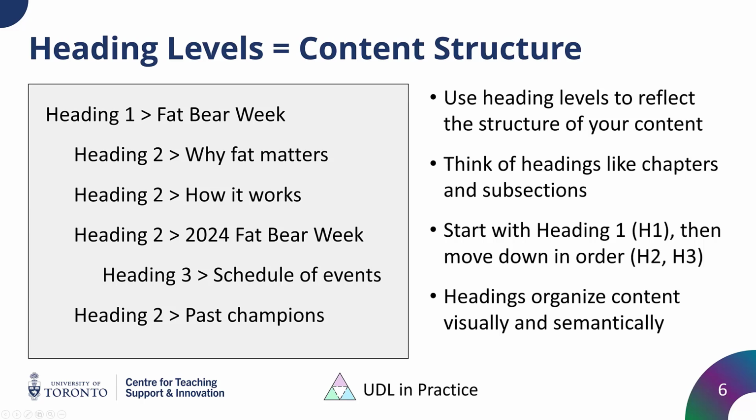So use the heading levels to reflect the structure of your content. Think of your headings like your chapters and subsections. Start with heading 1, then go to heading 2, then heading 3. In a chapter, if you're reading a book, either on your device or in a physical book, you may be confused if, let's say, you have chapter 1, chapter 2, then you have section 3.3. You might go, wait, where was chapter 3? This is why we don't skip heading levels, because they need to work in a logical order. So headings can then organize content visually and semantically.